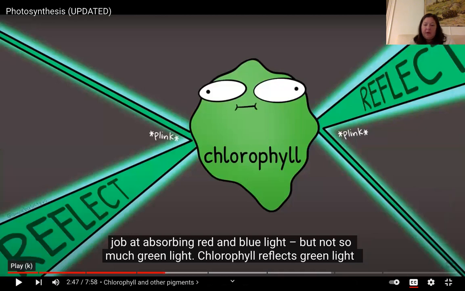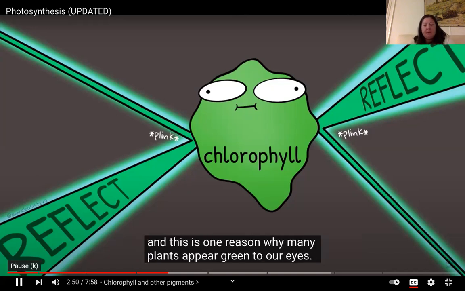Chlorophyll. Okay, so let's go ahead and write down chlorophyll. It absorbs red and blue light, reflects green. Okay, so now you'll have more notes that chlorophyll absorbs red and blue wavelengths of light, reflects green wavelengths of light. Reflects green light, resulting in many plants appearing green to our eyes.